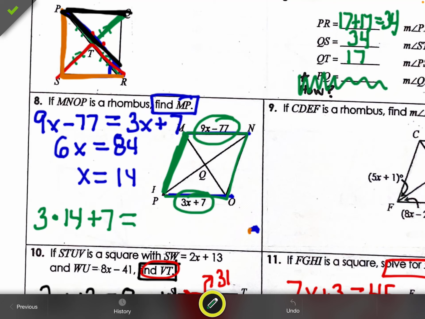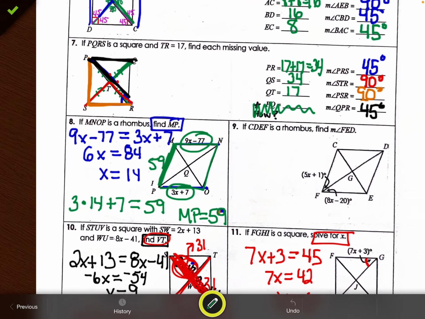So let's see, 3 times 14 is 42, plus 7 is 49... okay, so MP is 59. Now, you could have plugged into 9 times 14 minus 77. That's going to give you 59. But what you just figured out is that side's 59, so all your sides are 59. All your sides are equal.